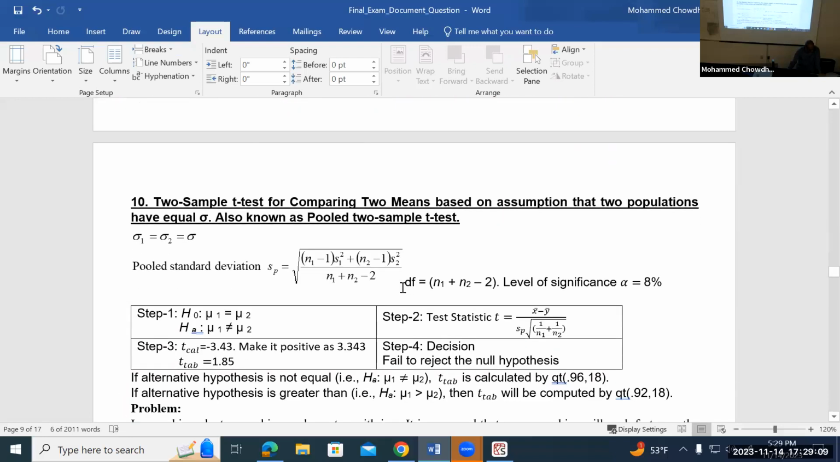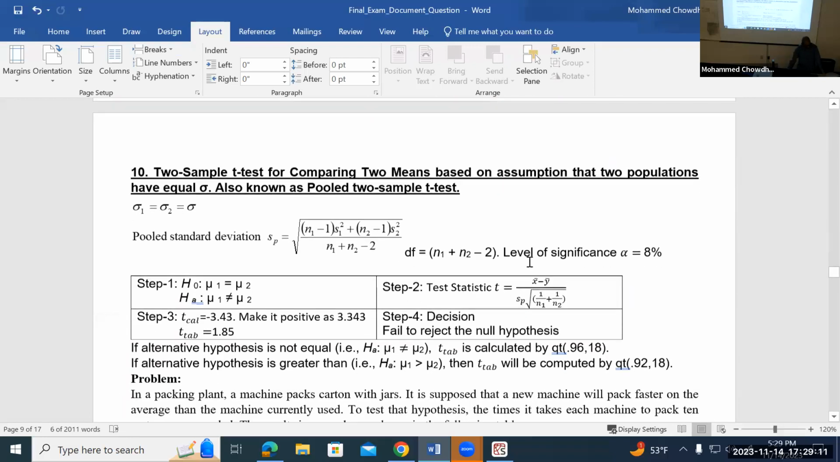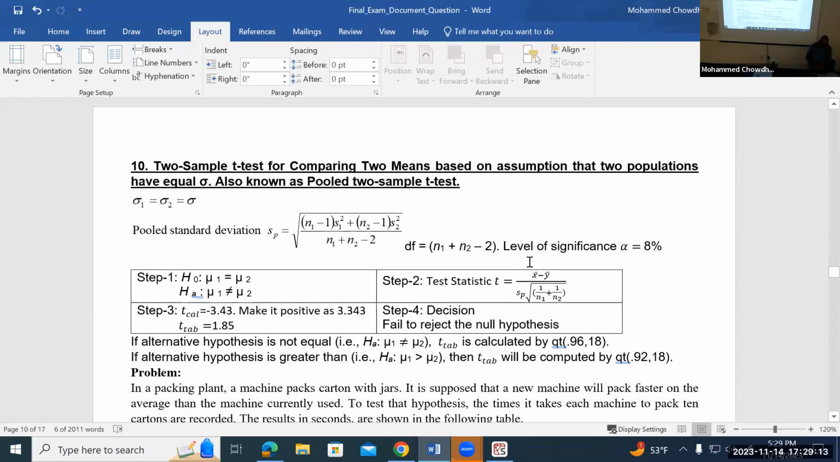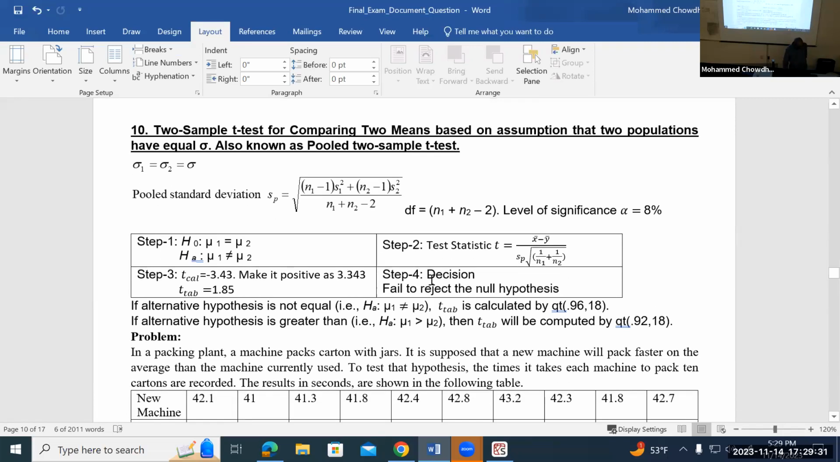Now let me do the 9th one. Two sample t-test for comparing two means based on the assumption that two populations have equal sigma, also known as the pooled two sample t-test. Pooled two sample t-test. Pooled standard deviation equal to this.